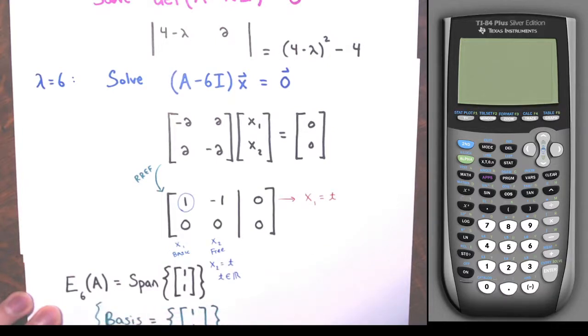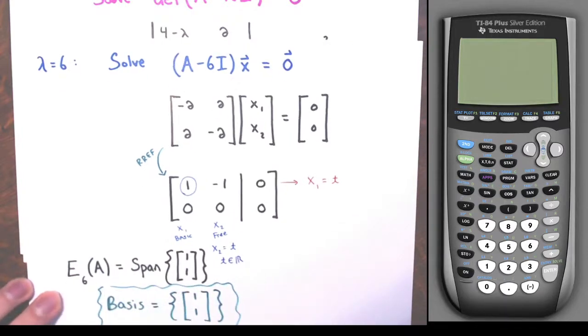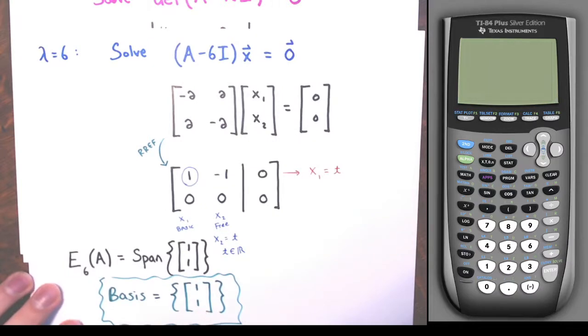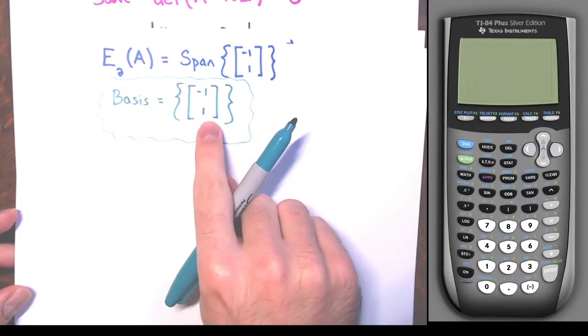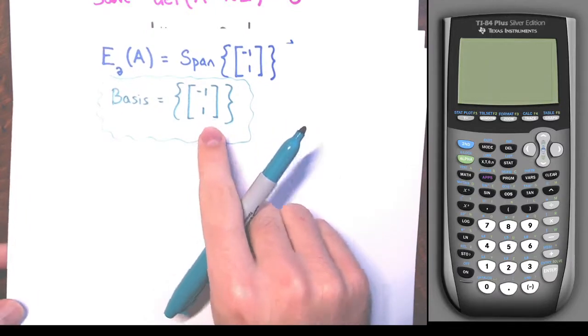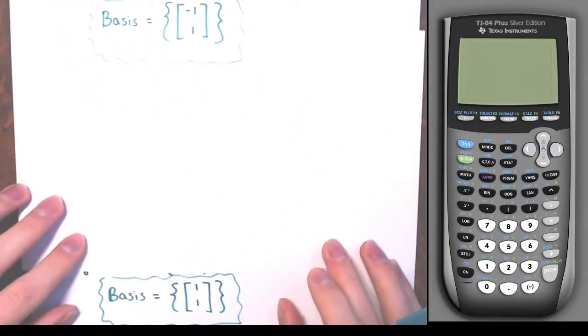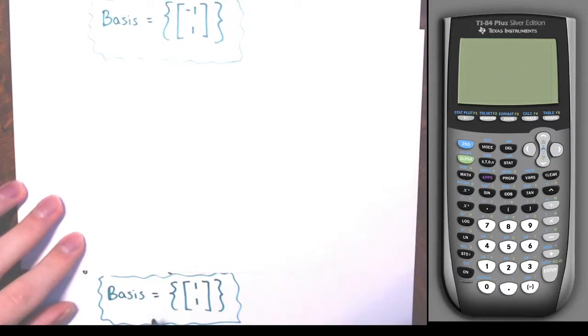And that was it for that. Now I'm done with step 1. Sorry, but that basis is the set with the vector 1, 1. So I found a basis for the eigenspace corresponding to lambda equals 2, the set with the vector negative 1, 1, and a basis when lambda equals 6.